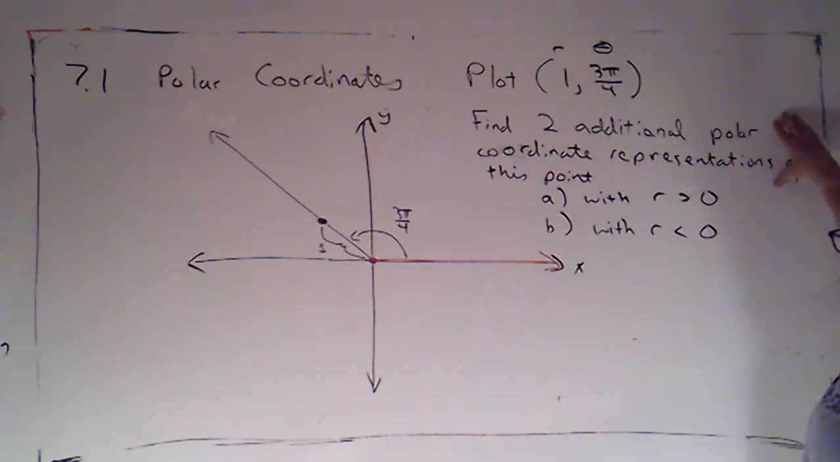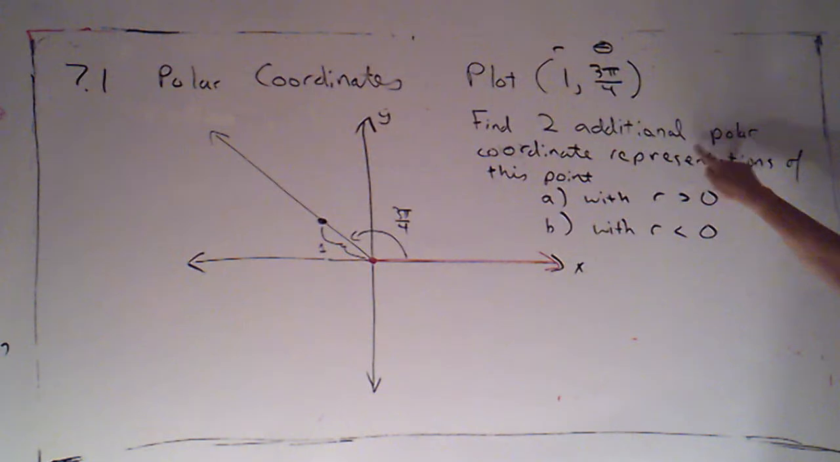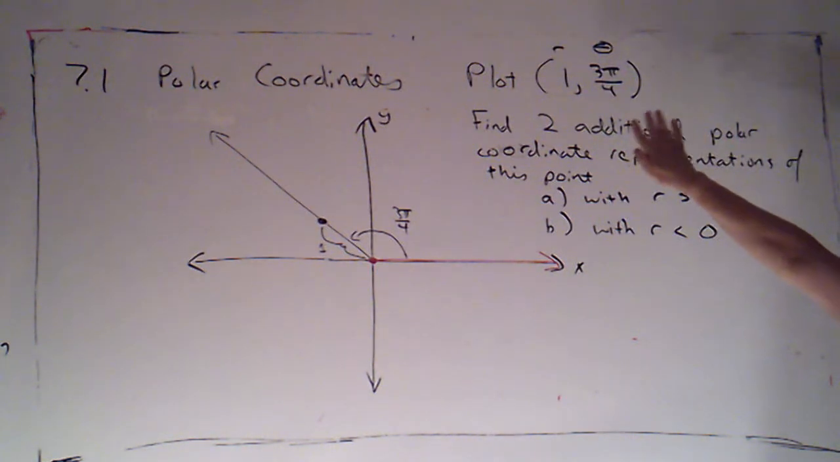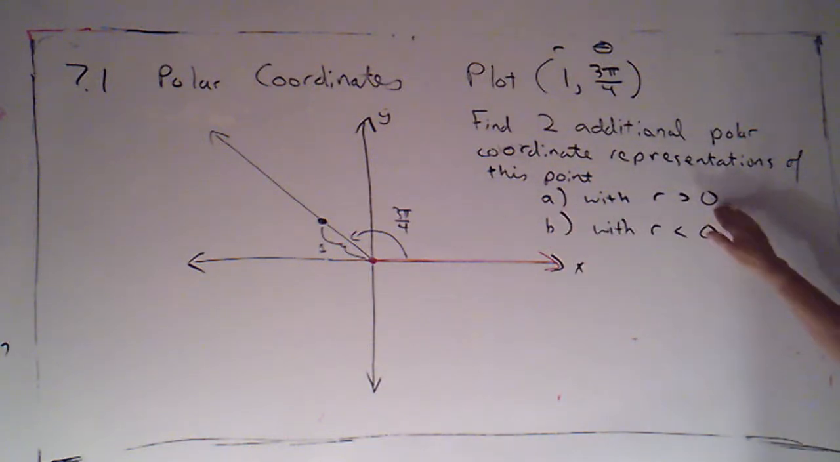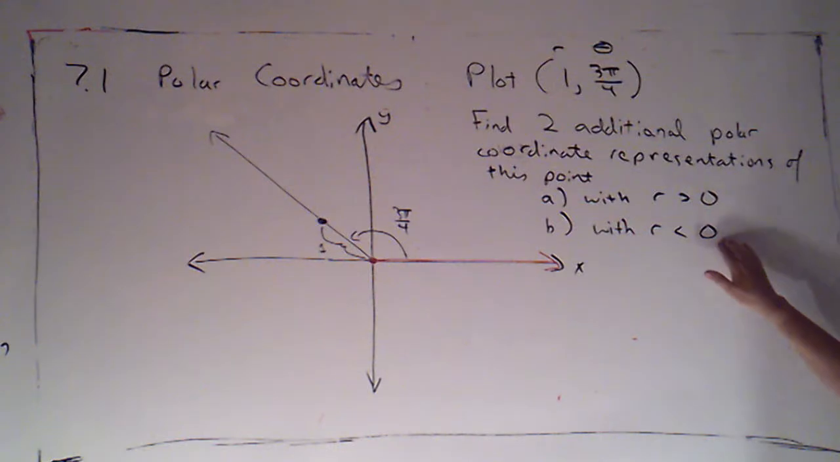Then we're also asked to find 2 additional polar coordinate representations. So different polar coordinates, but of the same point. And we're asked to do that twice. In part A, we're finding 2 where the r value is positive, and in part B, we're finding 2 where the r value is negative.